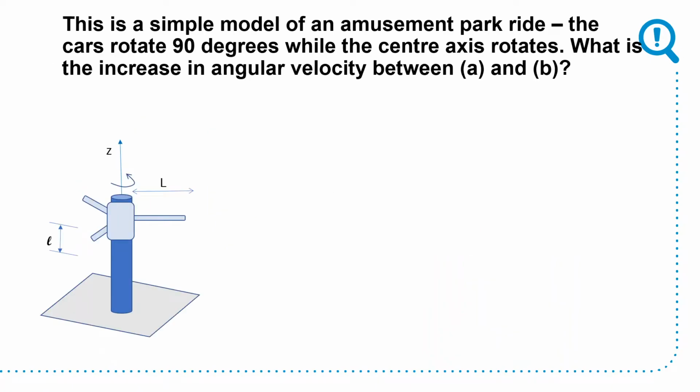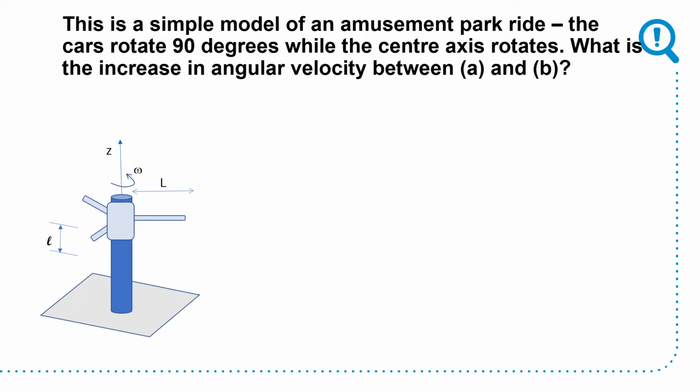So the final example I'm going to do is one that's a little bit difficult to do in class. I wouldn't actually do it at all. I have a model of an amusement park ride, and the cars that are at the end of each of these arms, and I'll show those in a second, rotate 90 degrees while the center axis rotates. What is the increase in angular velocity between A and B?